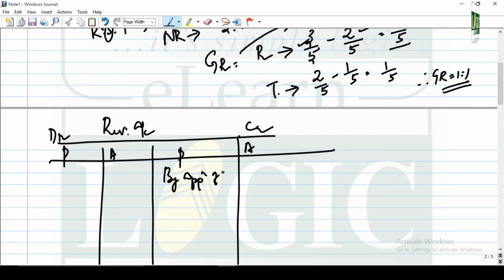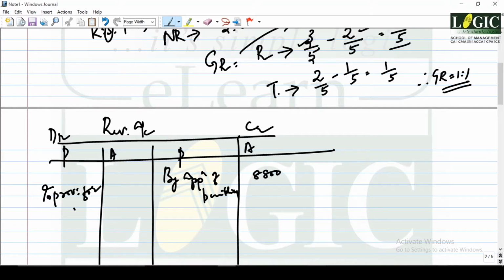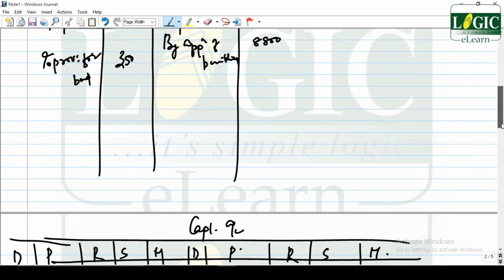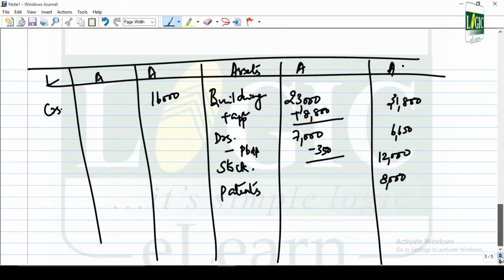Now these two should come in revaluation account: appreciation of building, how much? 8,800. Provision, we know that it is an increase in liability, so as we used to do earlier, it should come here. 350. Then goodwill treatment we should know, the first problem, right? So learn it like this.